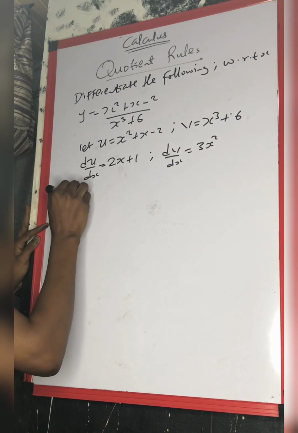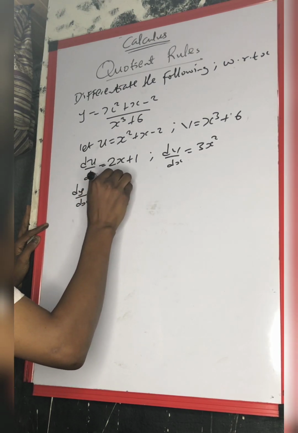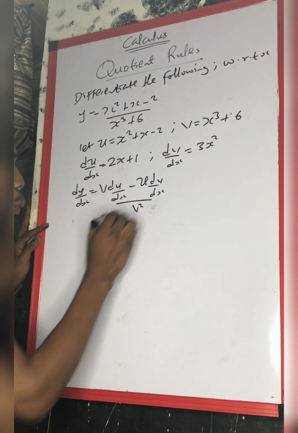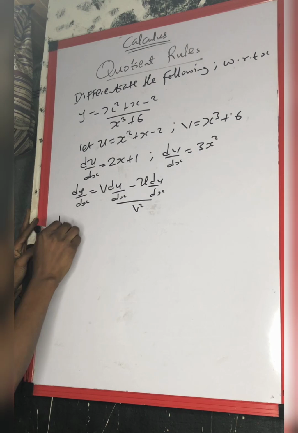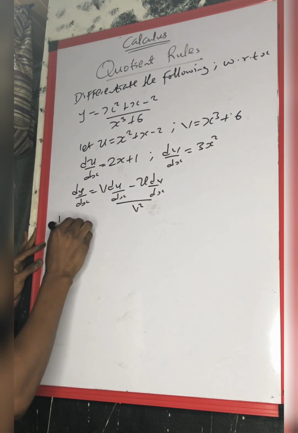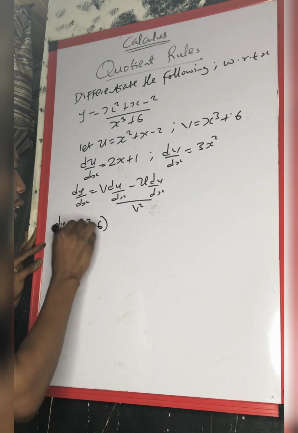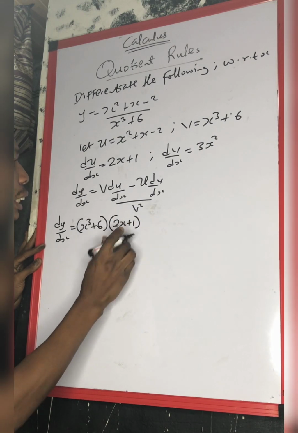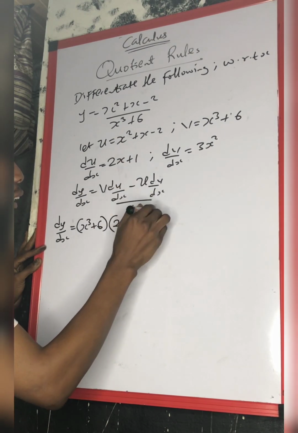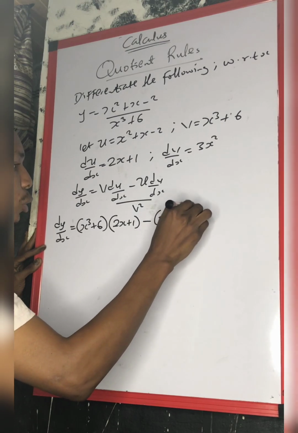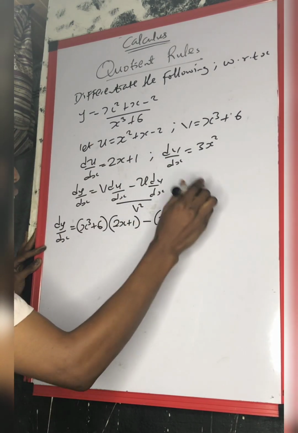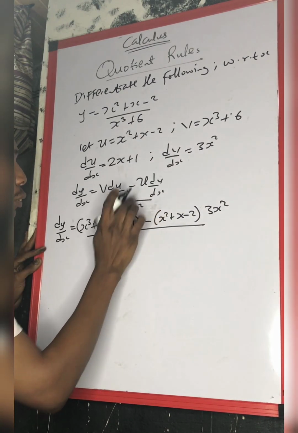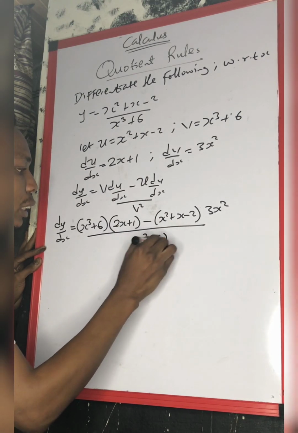So this time I have to get dy/dx, which is (v du/dx minus u dv/dx) all over v squared. So our dy/dx becomes our v, which is x cubed + 6, and du/dx is 2x + 1. Then minus our u, which is x squared + x - 2, then dv/dx is 3x squared, all over the denominator, which is v squared, (x cubed + 6) squared.